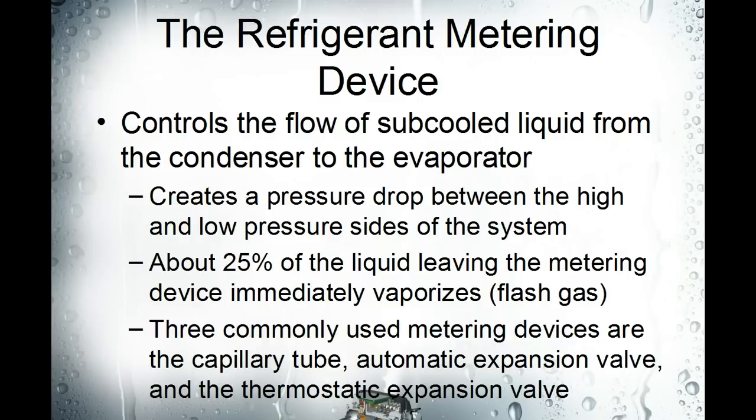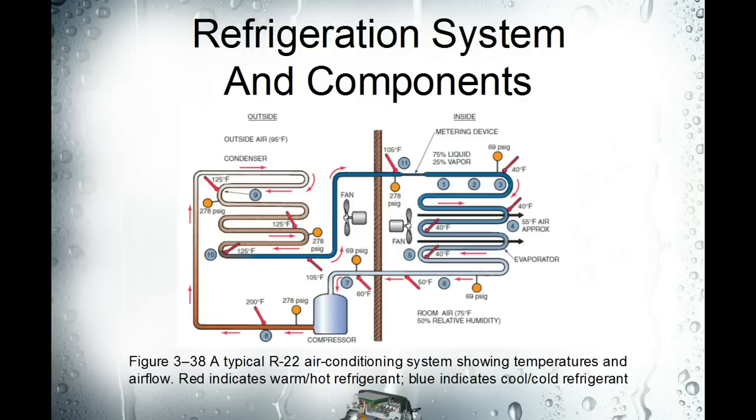What that restriction does is like putting your thumb over your garden hose. The pressure builds up behind, but then there's very low pressure after it sprays past your thumb. That's what happens with a metering device: it takes the high pressure liquid refrigerant and drops the pressure down below its boiling point. And that's what starts to cause the heat transfer to happen in the evaporator coil.